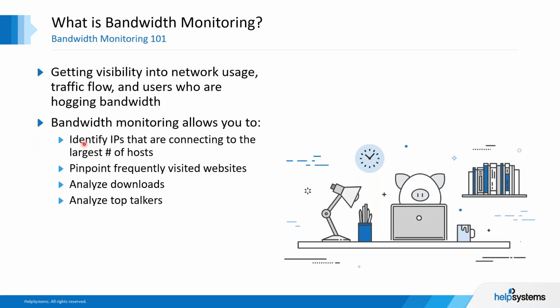So what does this bandwidth monitoring allow you to do? It allows you to identify IPs or hosts, to give you a range in terms of percentage, or even just an idea of the amount of bandwidth that host is using. And it allows you to pinpoint those frequently visited sites. So if there's someone on your network that's primarily accessing particular sites, that information can be captured as well. And it analyzes downloads and uploads, top talkers, things of that nature. So really good information there.